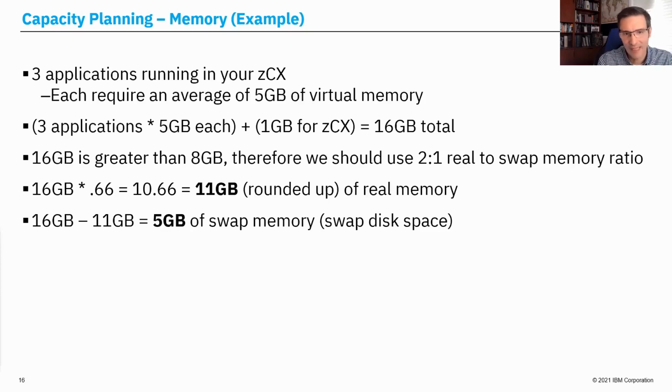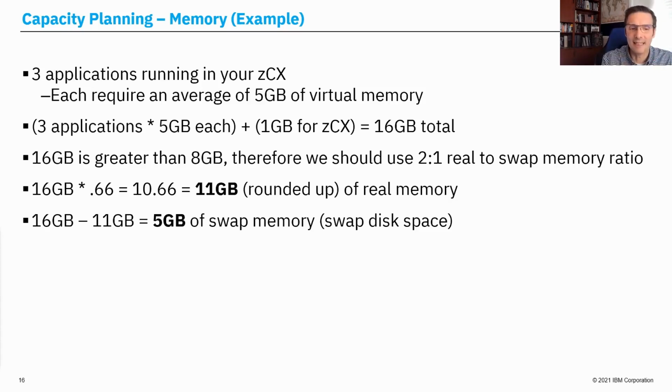So here's an example. If I have 3 applications that are running in my zCX, and each one requires on average 5 gigabytes of virtual memory, I'm going to use this formula that uses the 2-to-1 ratio. So 3 applications times 5 gigabytes plus 1 gigabyte for zCX itself gives me 16 gigabytes that I need for this appliance in total. But I don't necessarily need to provision the full 16 as memory. I probably can have a combination of memory and swap disk space.